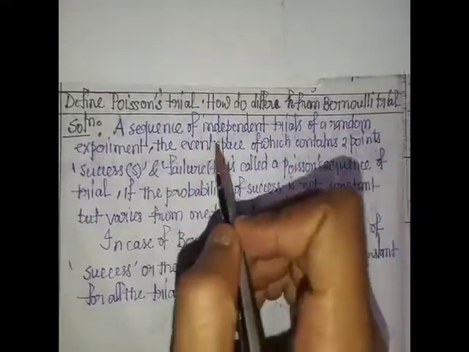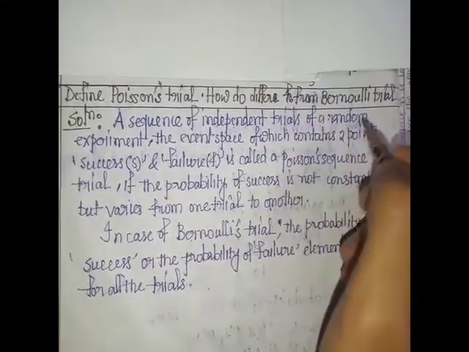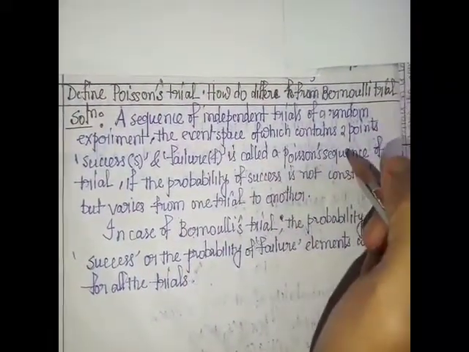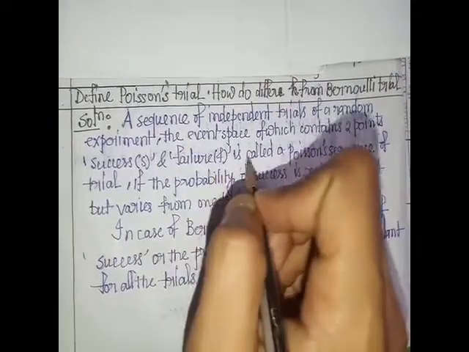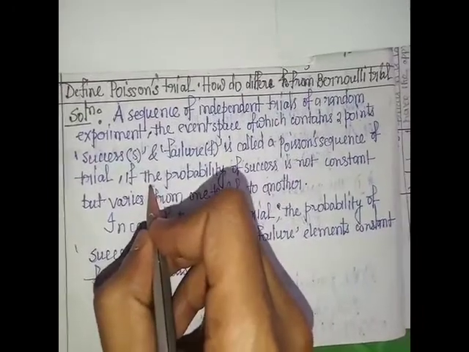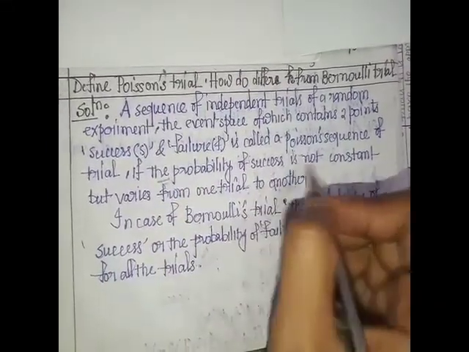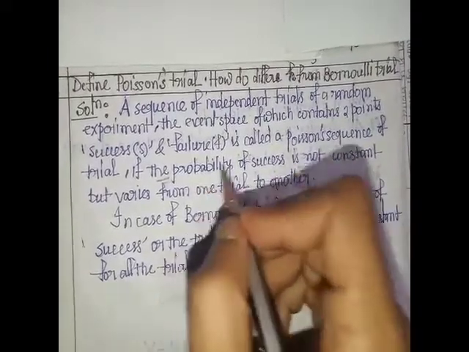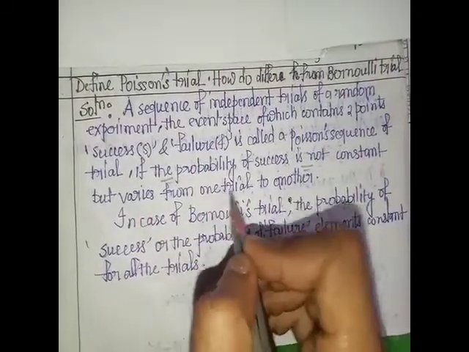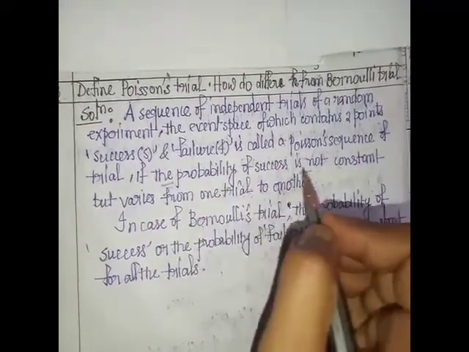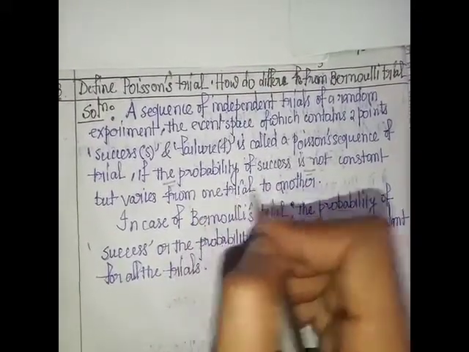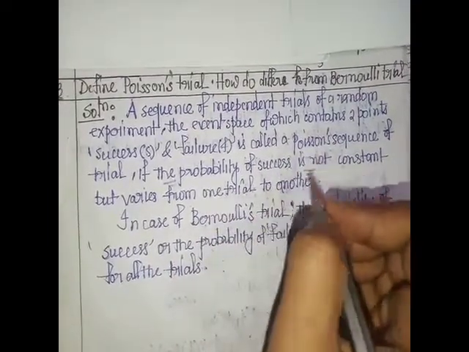A sequence of independent trials of a random experiment, the sample space of which contains 2 points, success and failure, is called a Poisson sequence of trials if the probability of success is not constant, but varies from one trial to another. This is called a Poisson sequence of trials.